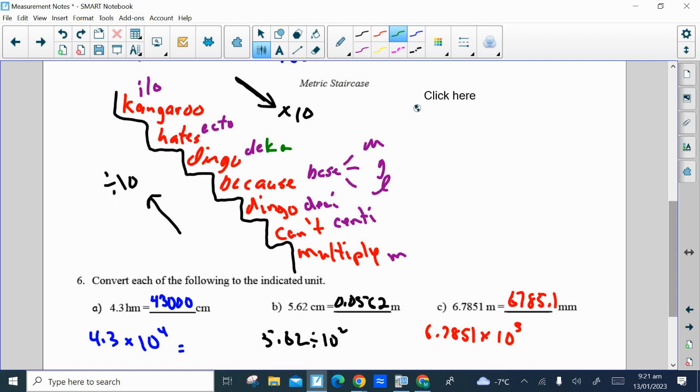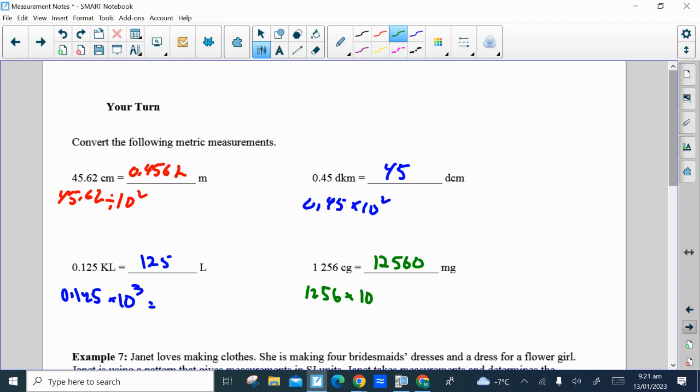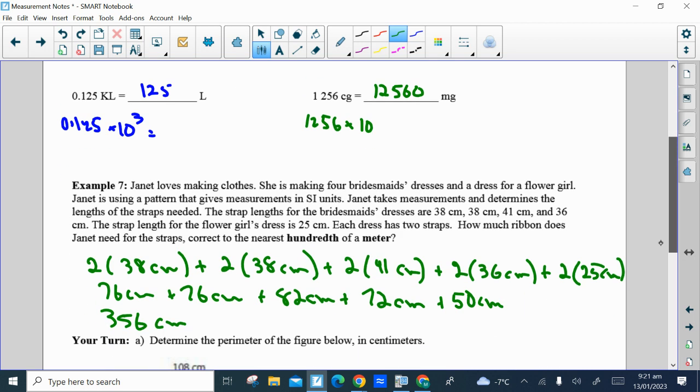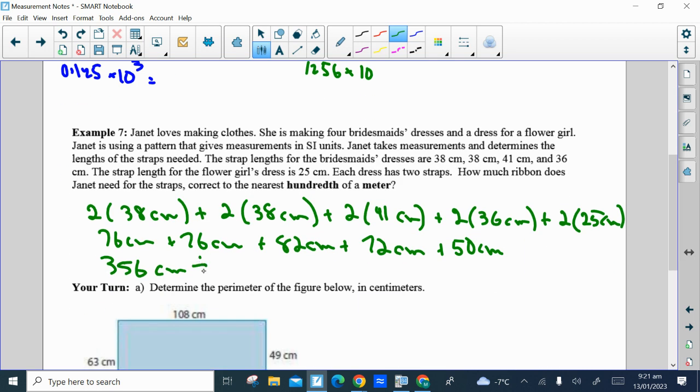To go from centimeters up to meters, you're going to go up 2 spaces up the metric staircase, which means you're going to have to divide by 10 twice, or divide by 10 squared. And if you move the decimal 2 spots to the left, it'll be 3.56 meters, which is 2 decimal places, to the nearest hundredth.